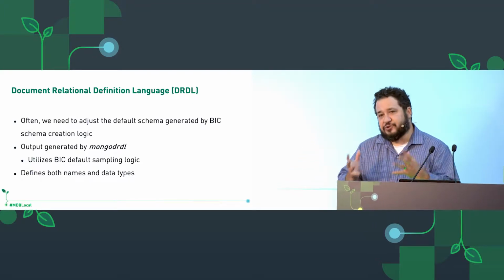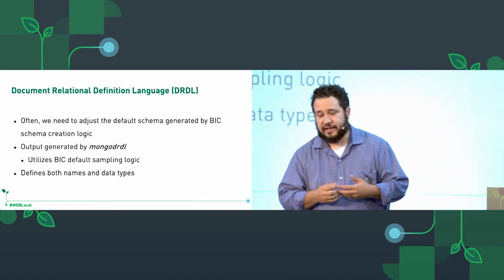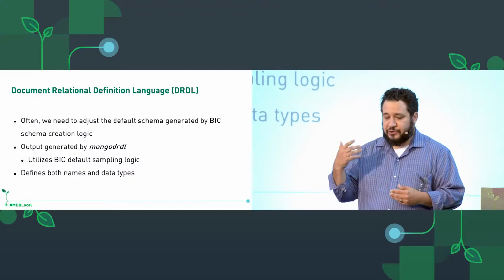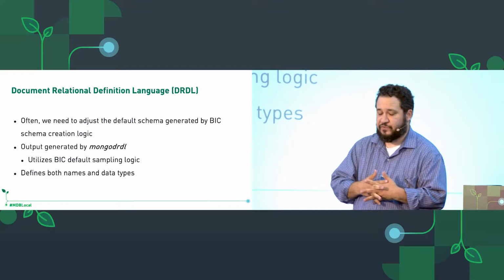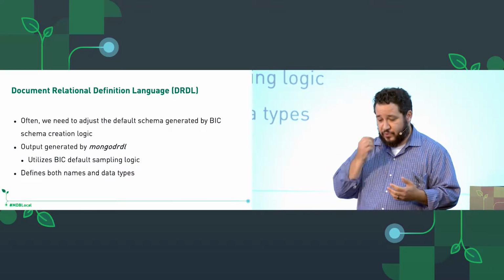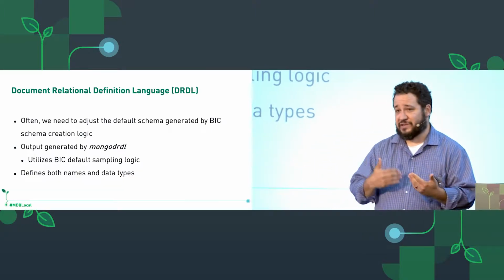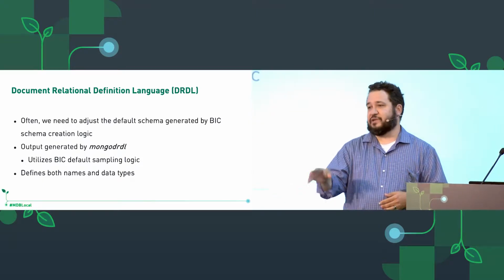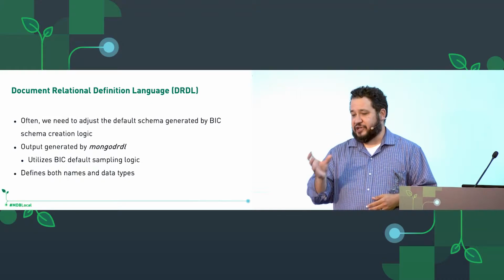So the way you do that is through a utility, as I mentioned before, called MongoDB. It ships with the BI connector. It's just another binary that's there. You run this binary against your database, and it provides a schema that you can then edit and work with. And of course, this first schema that we'll provide you is based on our default sampling logic, and it defines both names and data types. And then once you have that initial output, you can edit and change things to your liking.